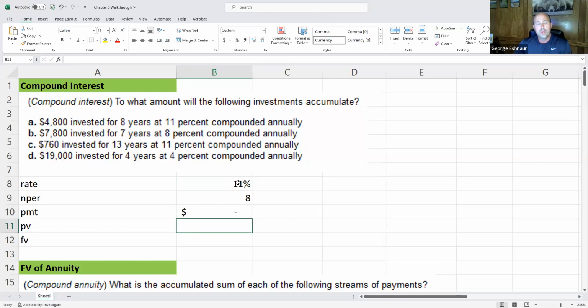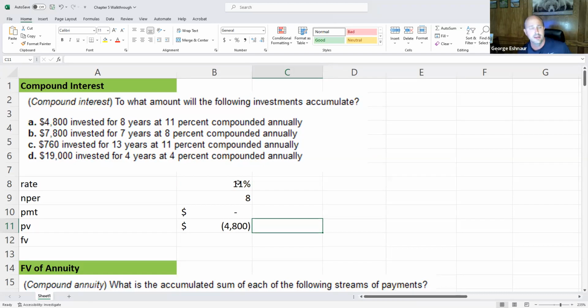Now, we need to think of this in terms of cash flow. We are experiencing a cash outlay of $4,800, so that's going to be negative in this sense. Down the line, we'll see some future values of annuities that are paid out at the end, so we'll deal with future values being negative. But for this instance, we lay this all out.